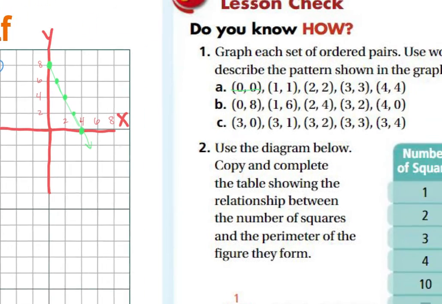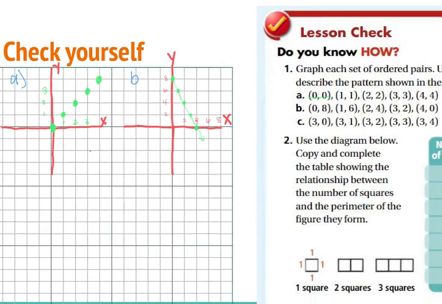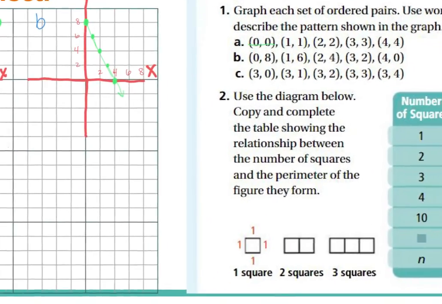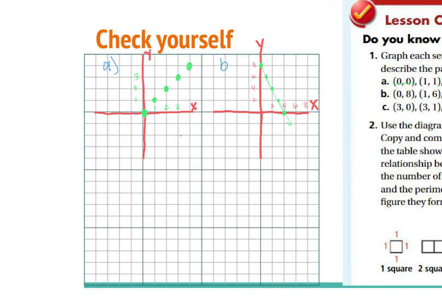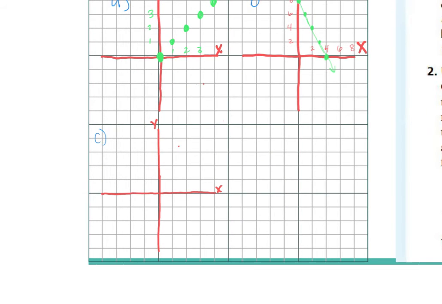Okay, C. We've got 3, 0, 3, 1, 3, 2, 3, 3, and 3, 4. Oops. Here's my y-axis. Here's my x-axis. X, y. And let's go ahead and plot our points. So our points are at 3, 0. So let's move over 3.